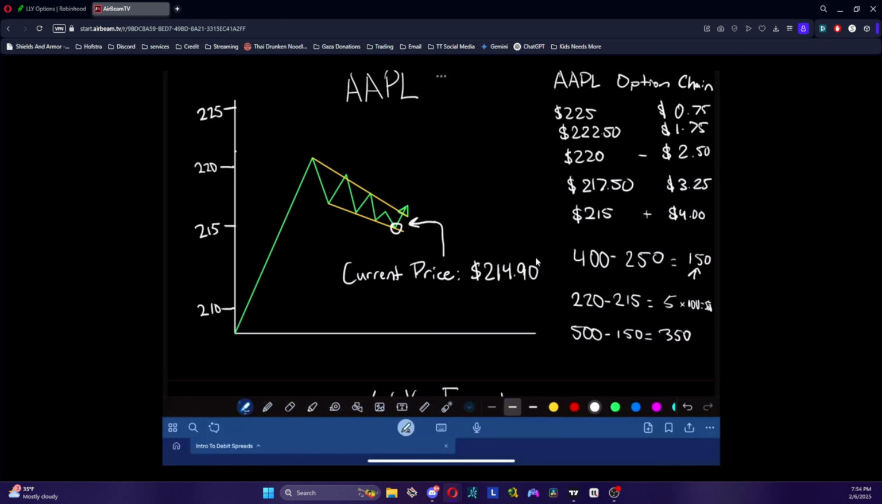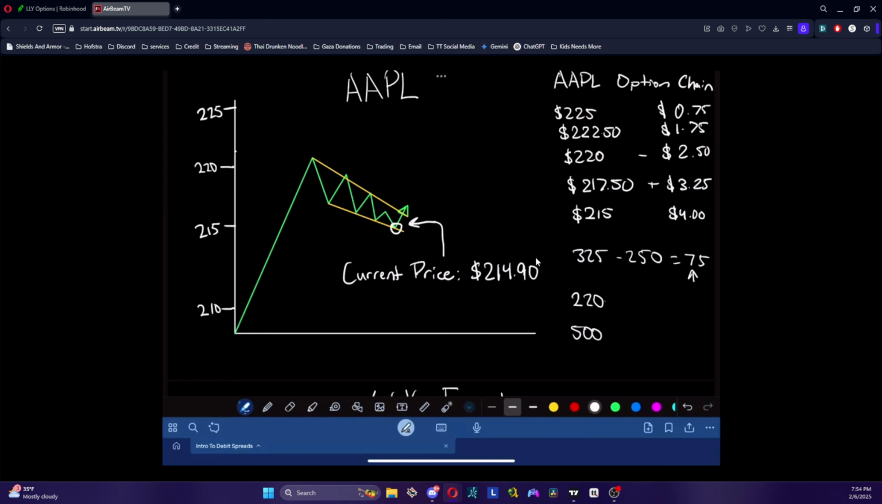Now, let's say, instead of taking the expensive contract at the 215 strike, instead of buying the 215, we buy the 217.50. So this changes, where now we're only buying the contract for $325, and then we're selling the 250 contract, so that's minus 250, which is going to give us $75, right? Yeah, sorry, my math is sucking today. So we're only paying $75 to enter this trade.